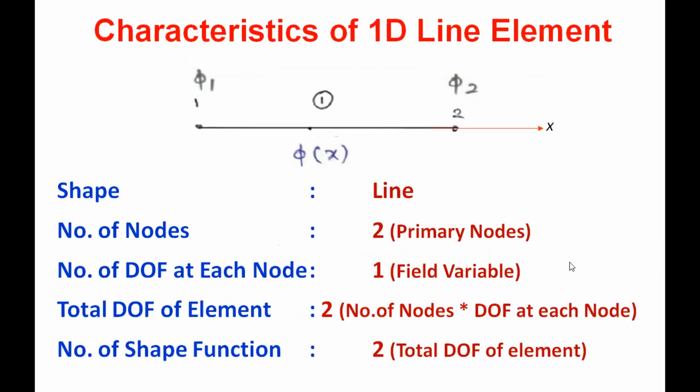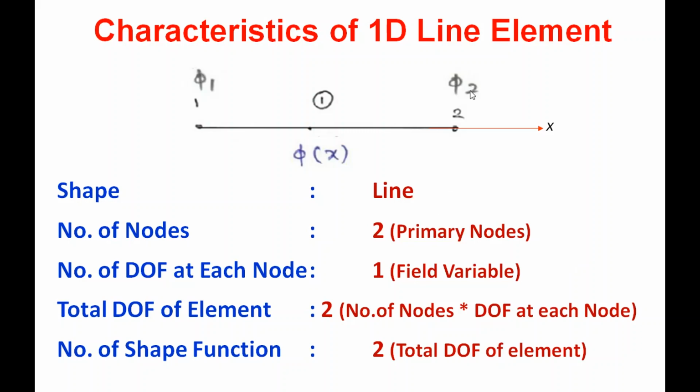In the previous parts, we have derived the basic characteristics of the one-dimensional finite element. Basic characteristics in the sense of what the shape is and how many nodes there are in the element. At each node, how many degrees of freedom we are assuming. And depending upon the total degrees of freedom, we will derive the number of shape functions. So these are all already discussed in the previous parts.